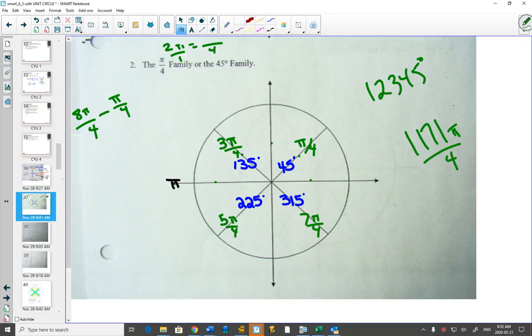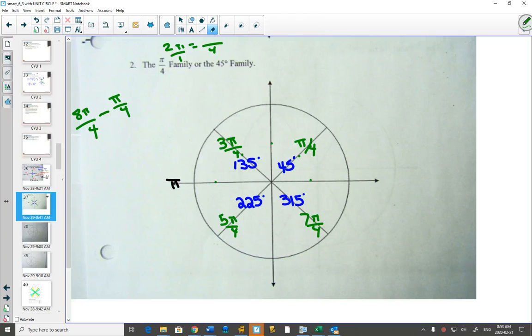Okay? What's also really going to be nice is that you'll be able to do sine of 1,171 pi over 4 quite quickly. Fairly quickly. Okay. So we've got our angles. We've learned some tricks about the angles already. Now we need to find our coordinates.